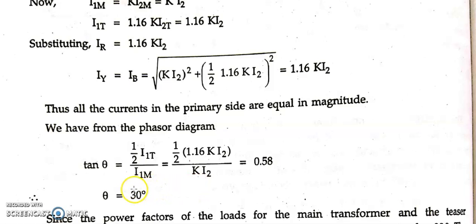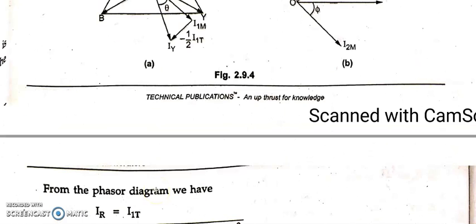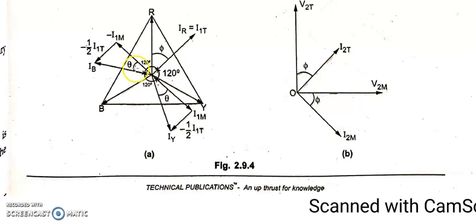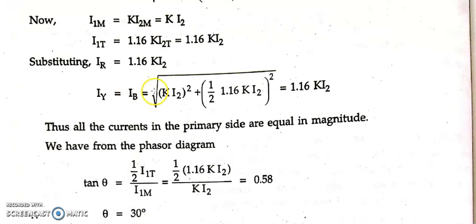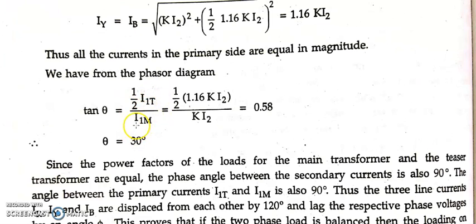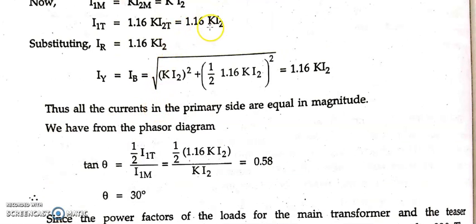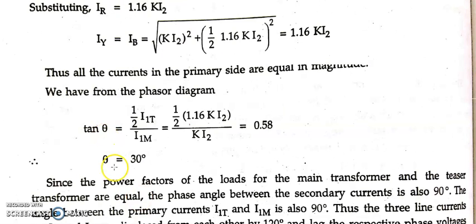If you want to calculate tan theta, then tan theta is nothing but opposite by adjacent. This is theta, if you are considering the angle here. So this will be opposite and this will be adjacent. It will be half I1T by I1M, yes or not? Half I1T by I1M, neglecting the negative signs. And I already know that I1T is 1.16 times K I2. So substitute there and it cancels out. So tan theta is equal to 0.58, and if you take the inverse, then theta is equal to 30 degrees. That is, theta is equal to tan inverse of 0.58, and theta is equal to 30 degrees.